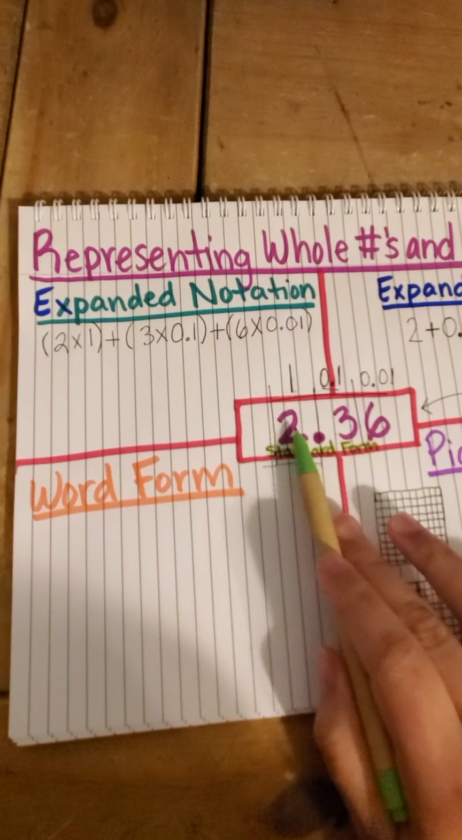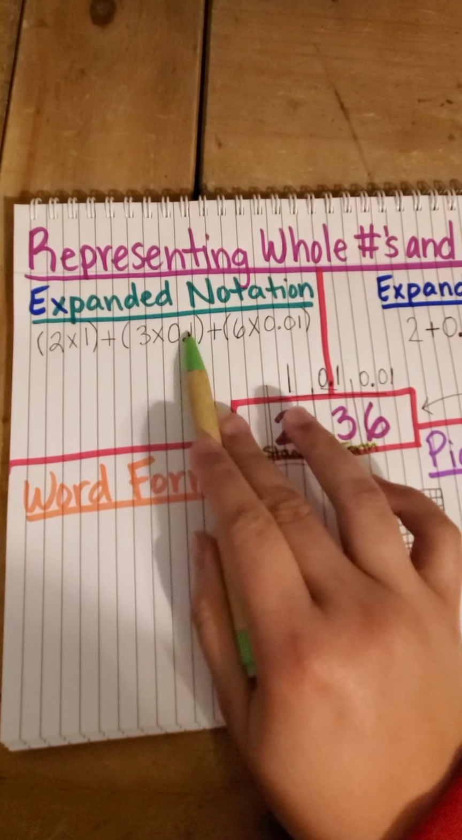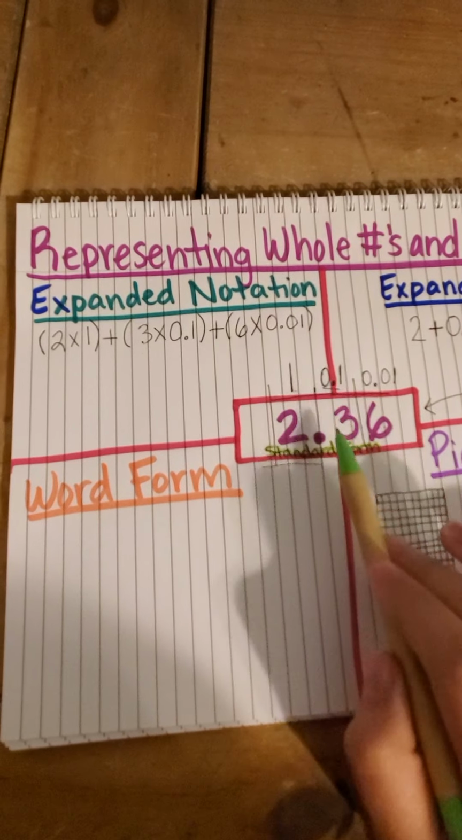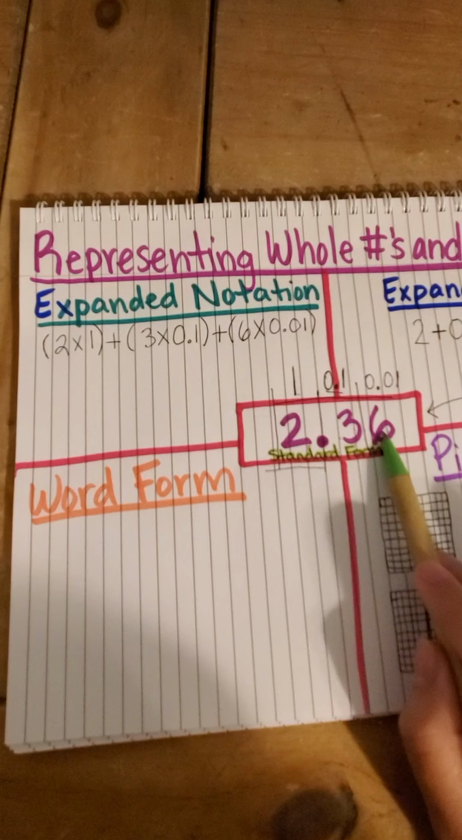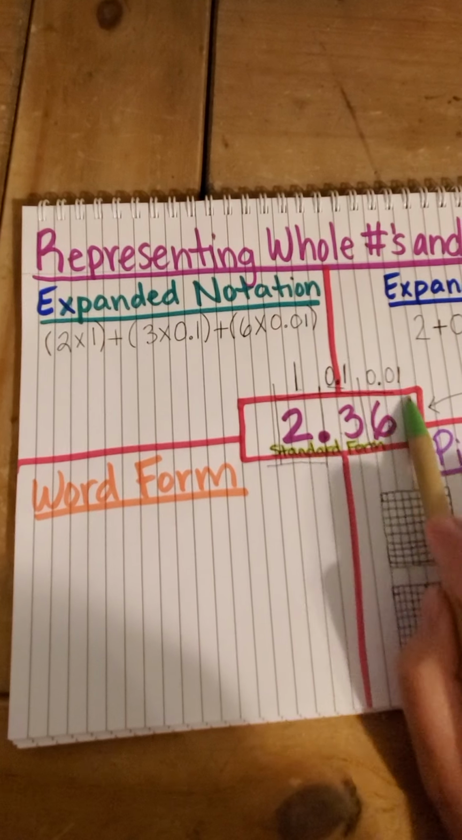2 times 1, because the 2's in the ones place. 3 times 1/10, because the 3's in the 1/10th place. 6 times 1/100th, because the 6 is in the hundredths place.